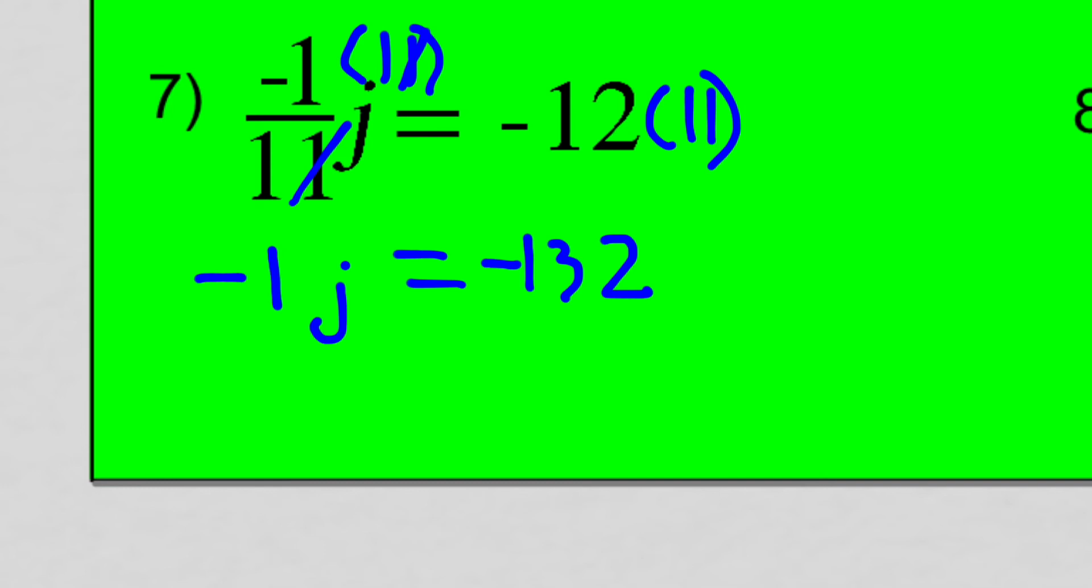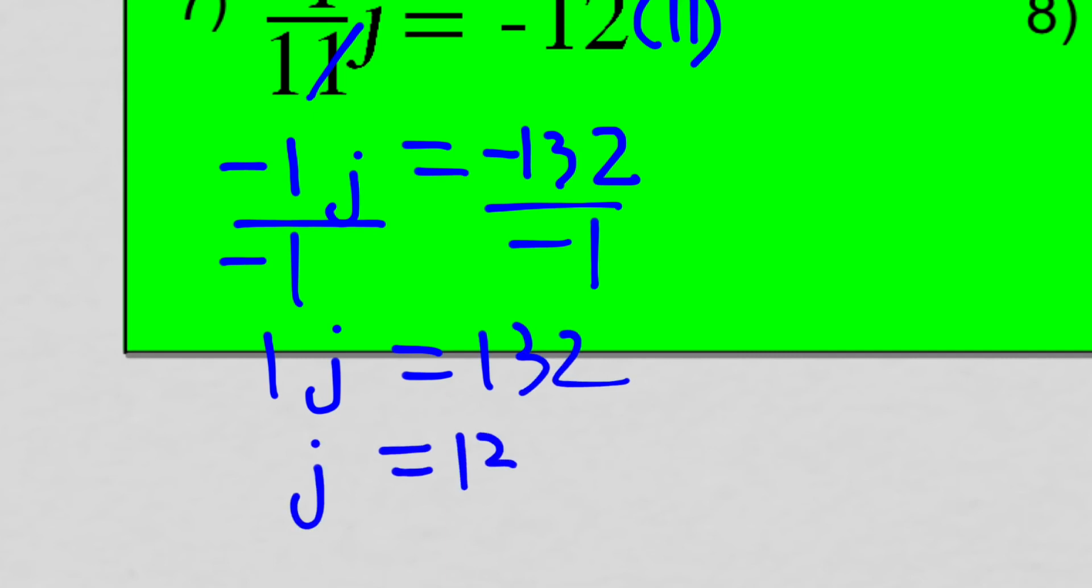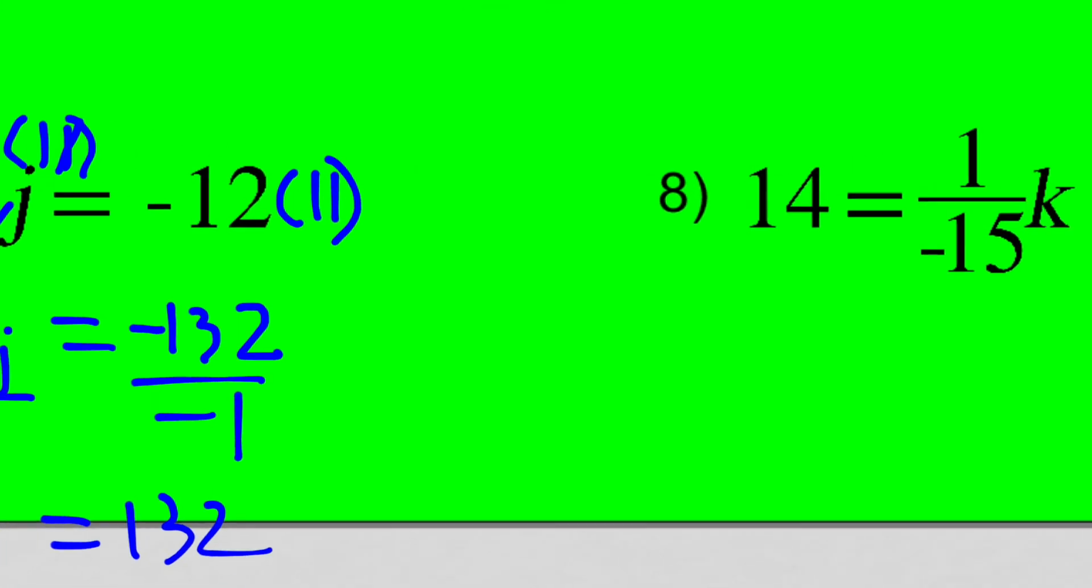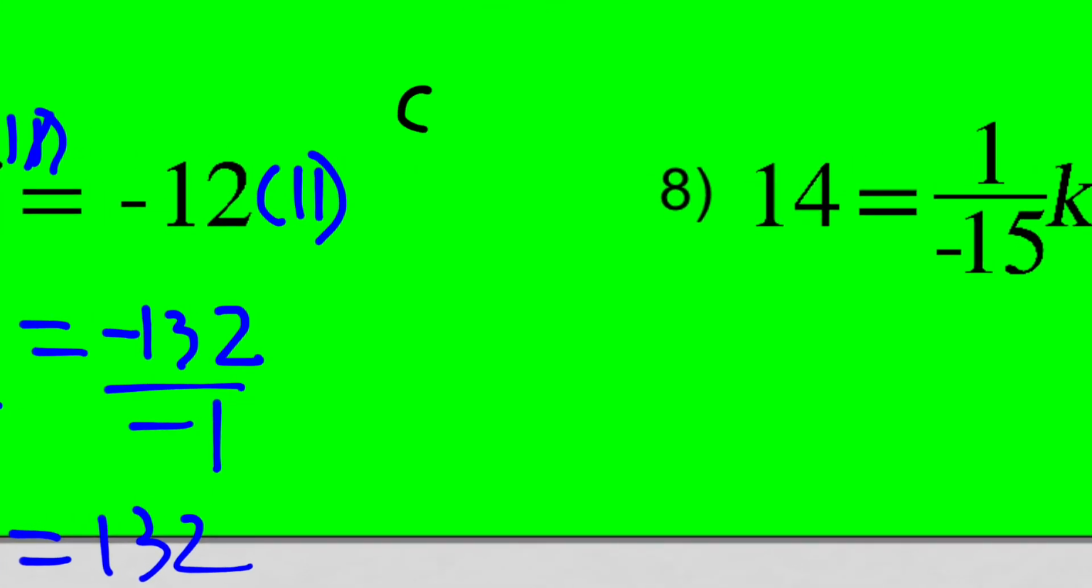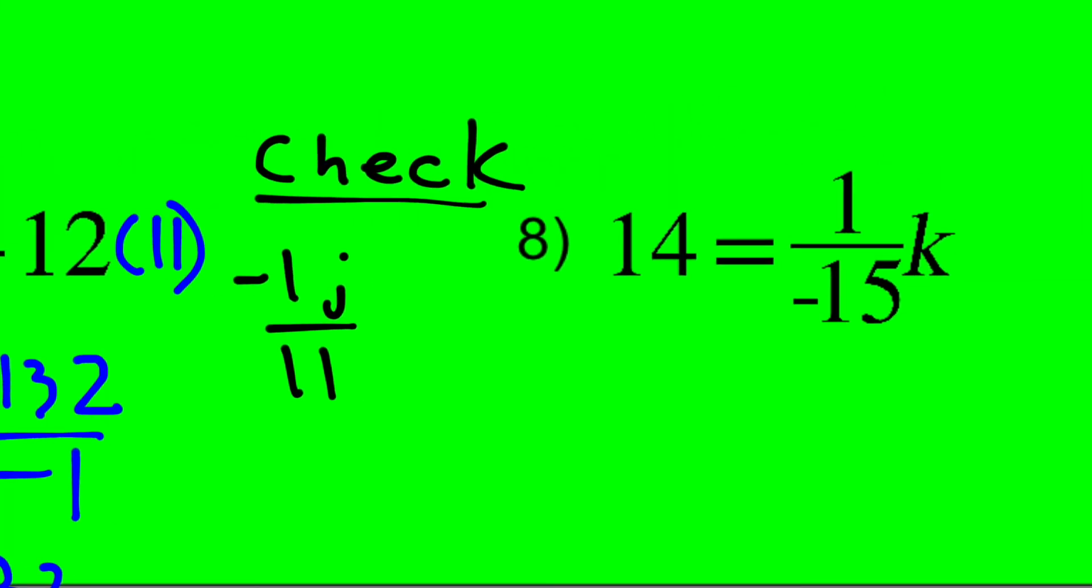Now, I want to know the value of positive 1j, so I'll divide by negative 1, divide by negative 1, because this is multiply by negative 1, so I'll do the opposite, which is divide. And I'll get 1j equals positive 132, or j equals 132. The check. So we'll write down the original equation. Negative 1j over 11 equals negative 12.